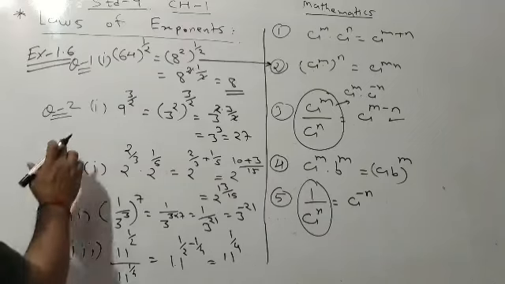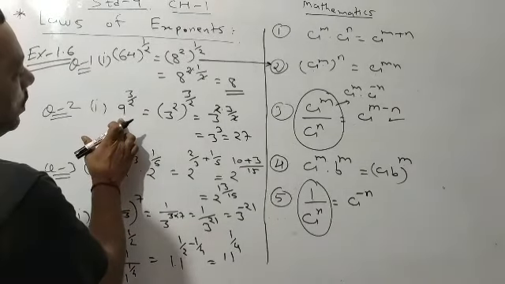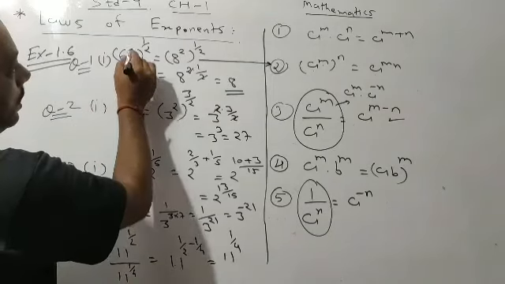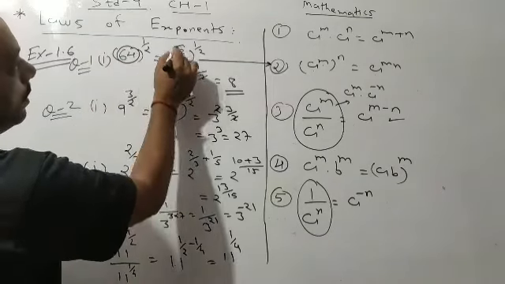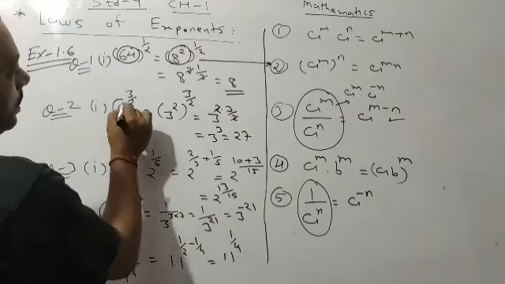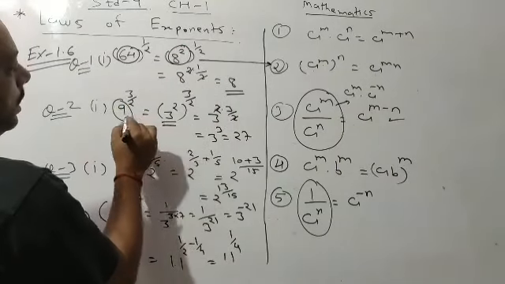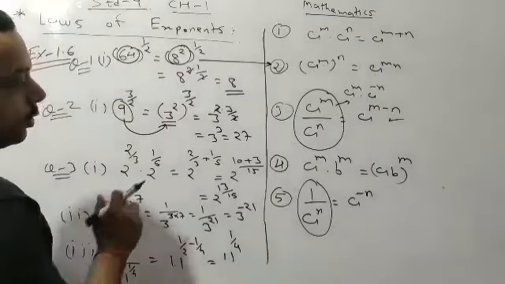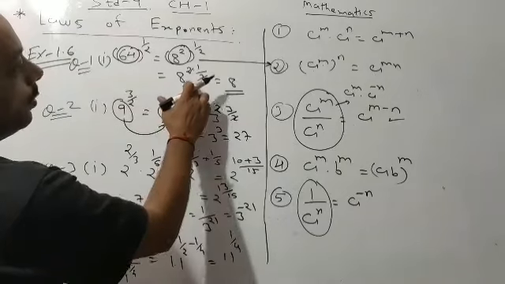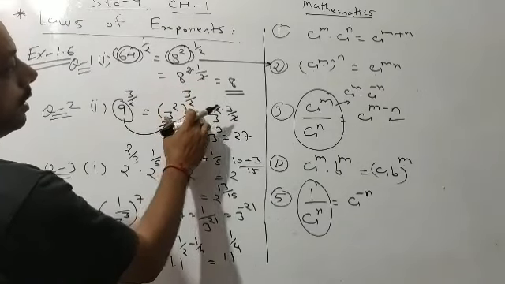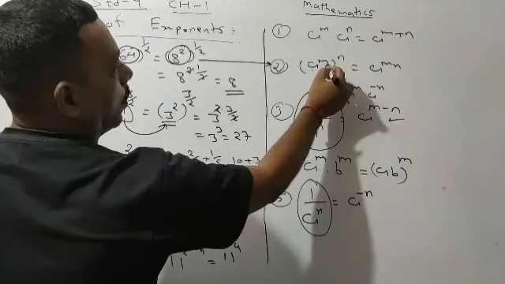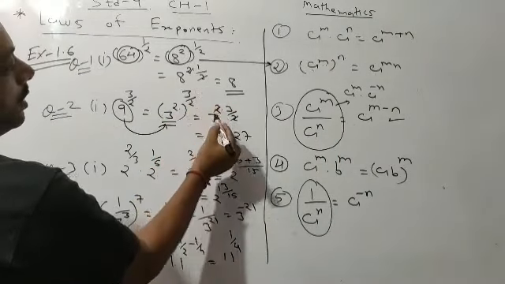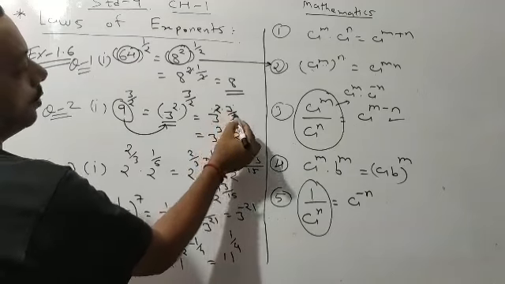Now the next one, question number 2. The question is 9 raised to 3 by 2. Again, just as 64 is the square of 8, the same way 9 is the square of 3. So we can replace 9 by 3 square. So it is 3 square whole power 3 by 2. Again a raised to m whole power n, so it is 3 raised to 2 into 3 by 2.